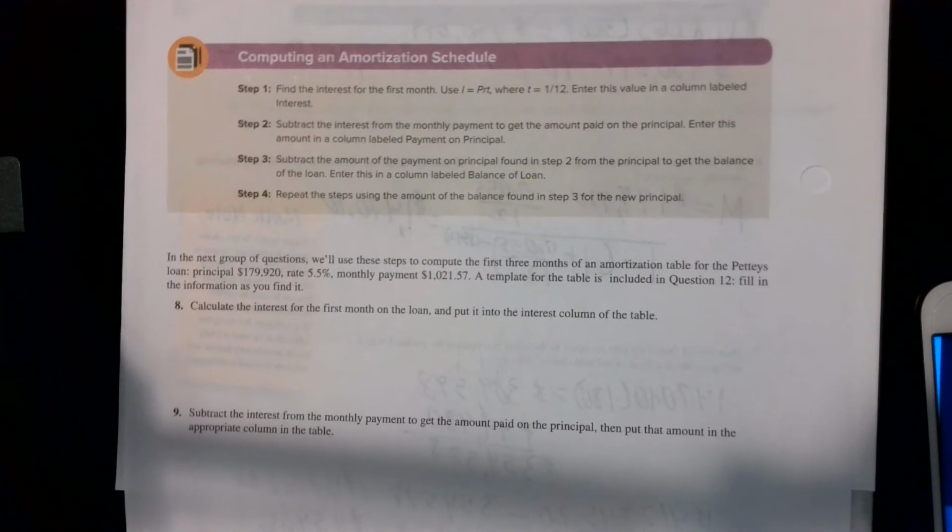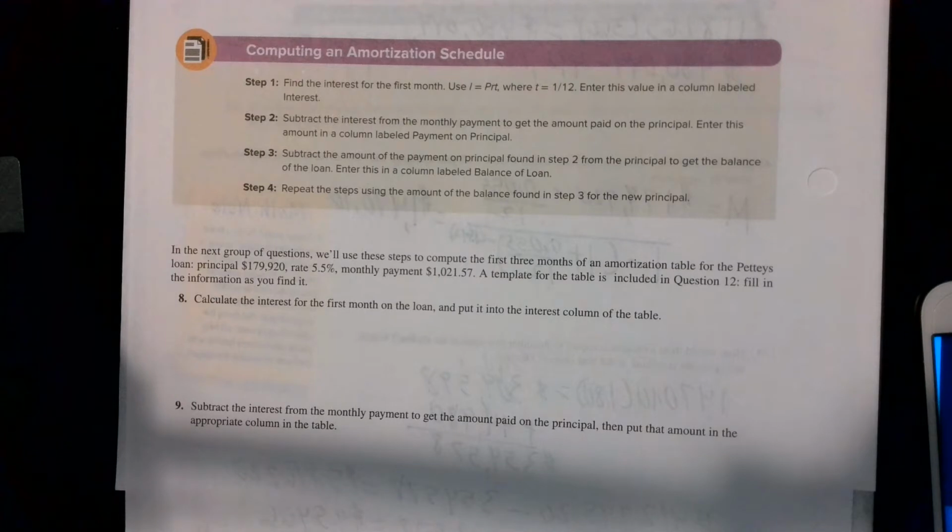Now, it says here, in the next group of questions, we'll use these steps to compute the first 3 months of an amortization table for the Petty's loan. The principal is $179,920 and the rate is 5.5%. The monthly payment is $1,021.57. A template for the table is included in question 12. Fill in the information as you find it.